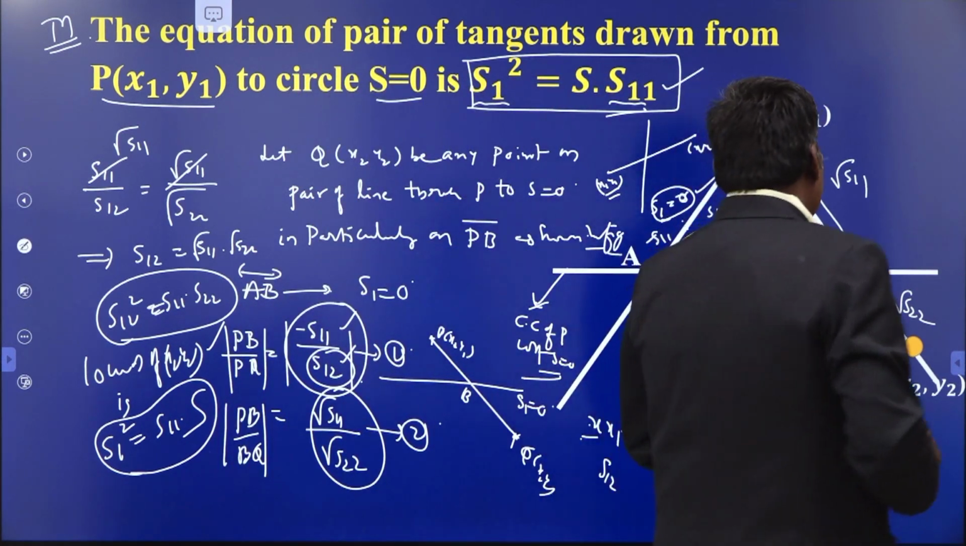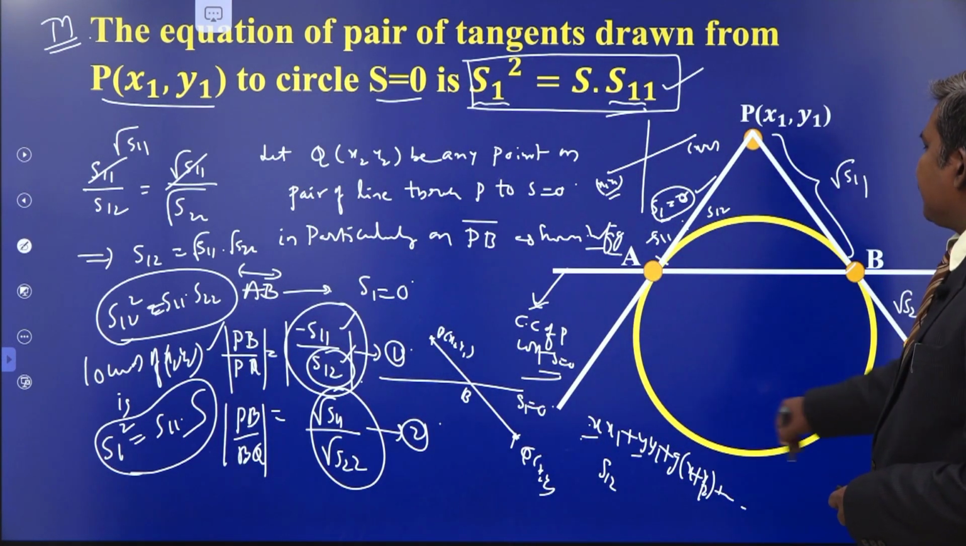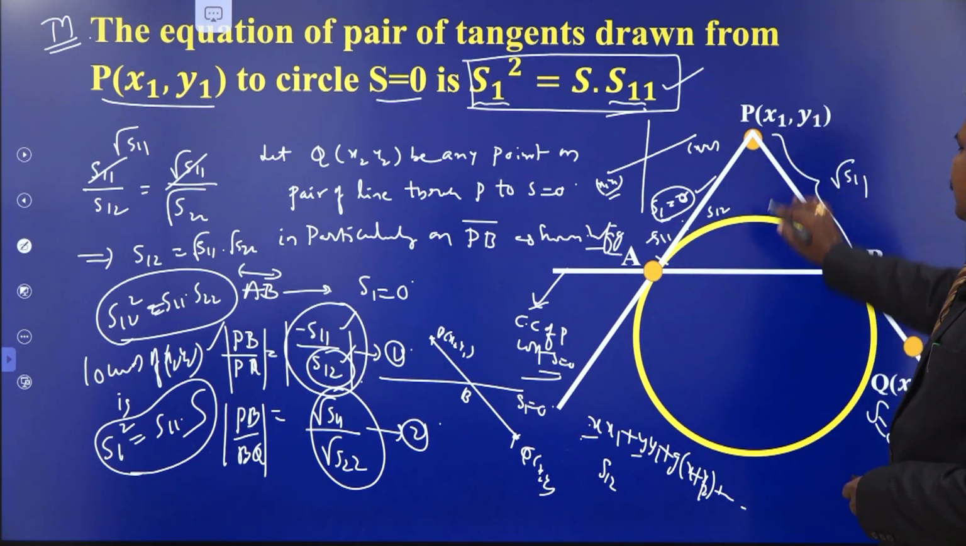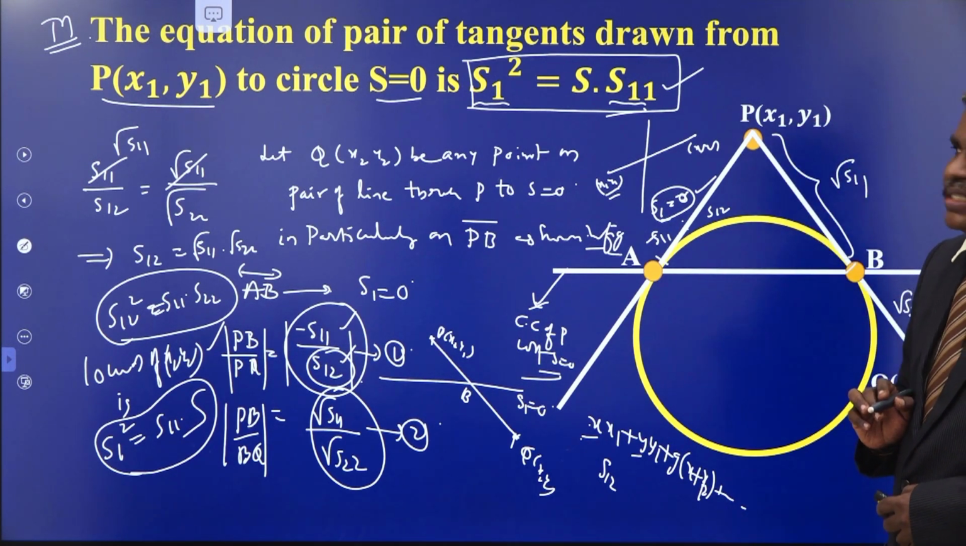This is the combined equation of the pair of tangents drawn from x1, y1 to the circle S equals 0.